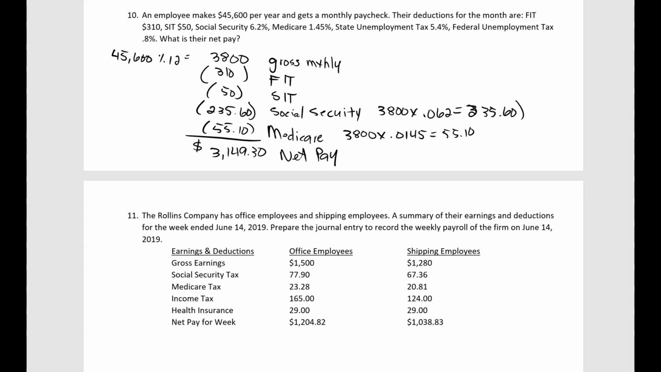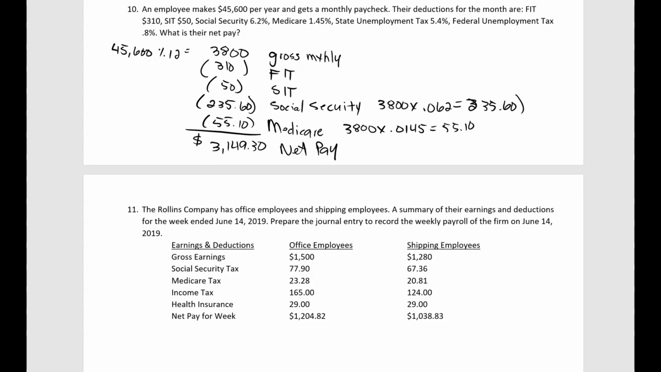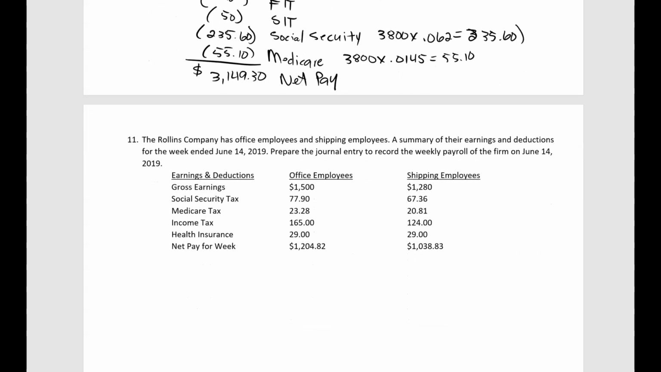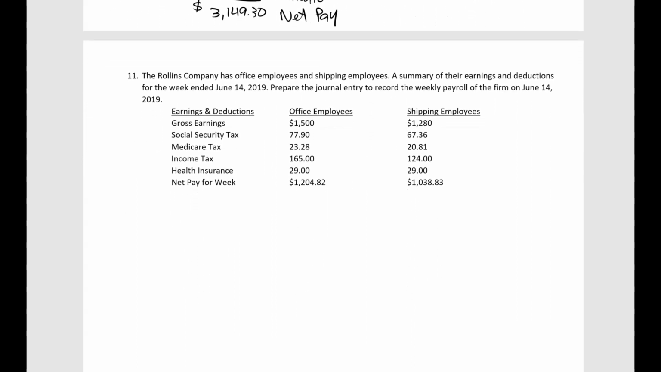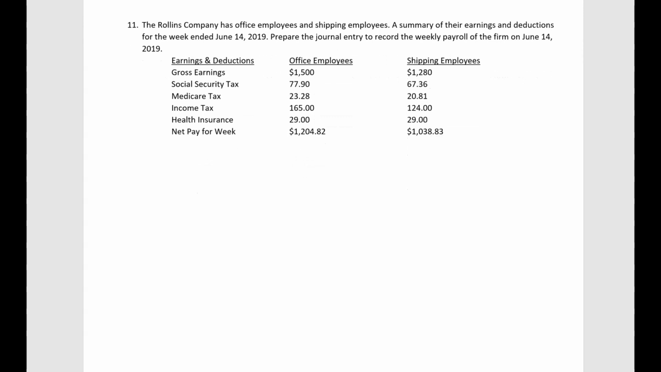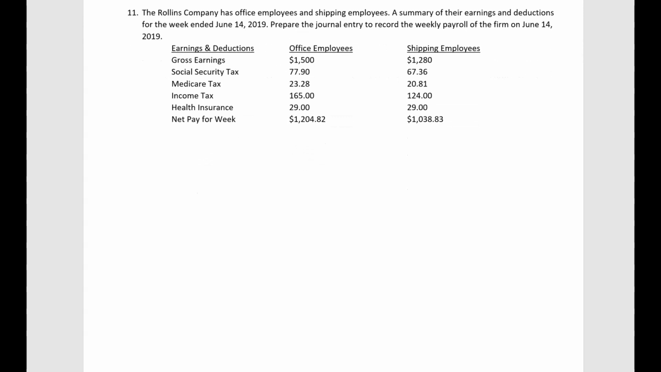Okay, let's look at the next one. We have 2 sets of employees, office employees and shipping employees. It says Roland's company has office employees and shipping employees. A summary of their earnings and deductions for the week ended June 14th, 2019. Prepare the journal entry to record the weekly payroll of the firm on June 14th.